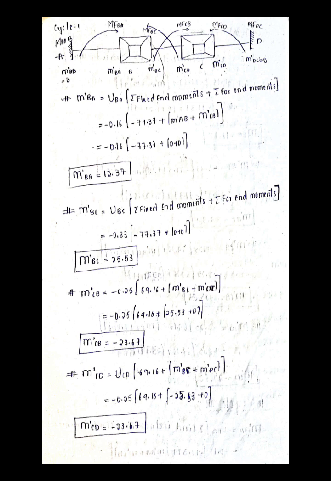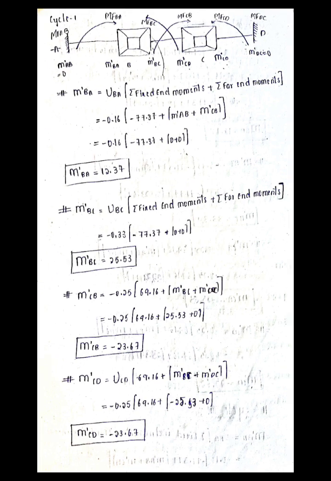Next, M dash BC equal to UBC into sigma fixed end moments plus sigma far end moments. So UBC we know, and sigma fixed end moments is also the same, minus 77.37. Then sigma far end moments for B is M dash AB plus M dash CB. So 0 plus 0, we have not found them yet, therefore we take 0. Next, M dash BC we have got.